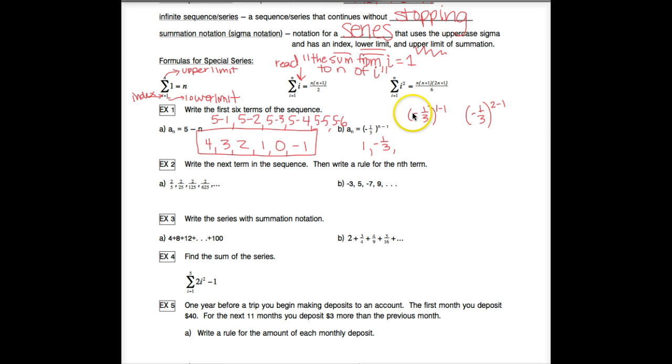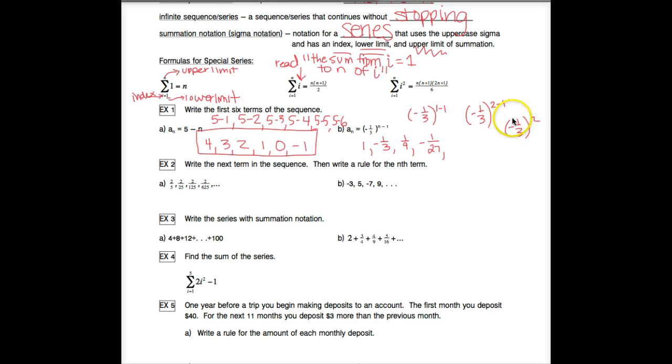So here, I started out with negative 1/3 to the 0. This became negative 1/3 to the first. So the next one is going to be negative 1/3 to the second power, which I know to be 1/9. Negative 1/3 to the third power is negative 1/27, because all I'm doing is changing the sign.